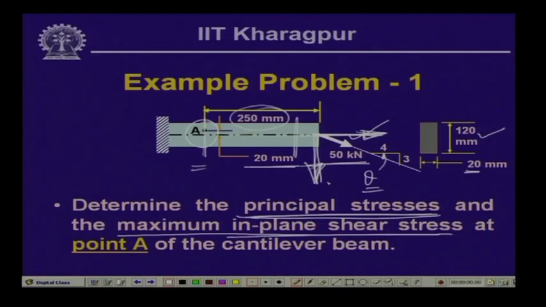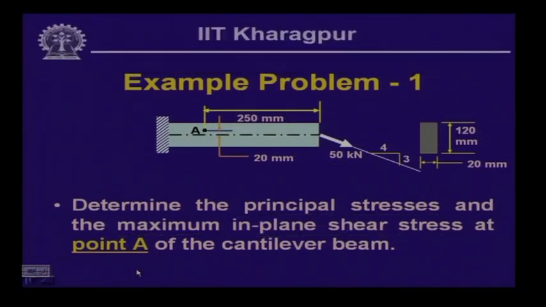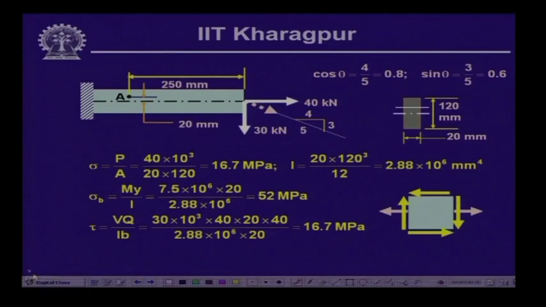So, first we will have to find out the magnitudes of the bending moment and the shearing force that is acting at this particular section, so that we can compute the value of the principal stress and the in-plane shear stress. Now, this is what is indicated over here. First thing is that we have decomposed this inclined load, which is at an angle of theta, in two directions, one in the axial direction, one perpendicular to this axis direction.